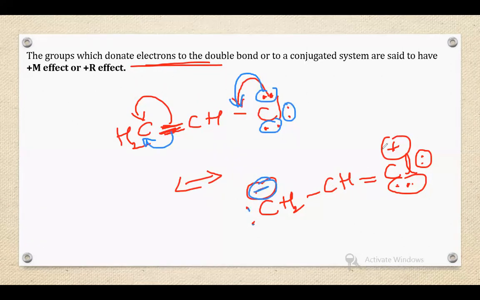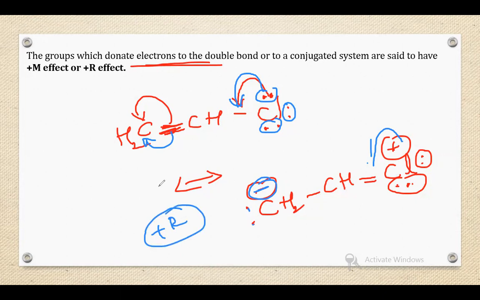And due to this transfer, this fluoride's electrons go to this, hence it forms a double bond to the first carbon between carbon and chloride. So what happens to this chloride? The substituent group, the attached group, will have the positive charge. This is called positive resonance effect or positive mesomeric effect.